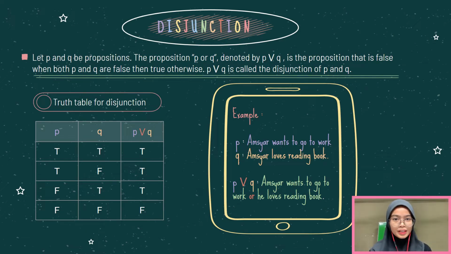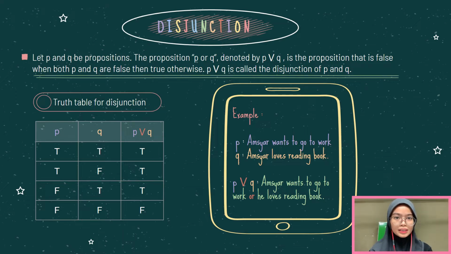Disjunction. Let P and Q be propositions. The proposition P or Q, denoted by P ∨ Q, is the proposition that is false when both P and Q are false, and true otherwise. P or Q is called the disjunction of P and Q.